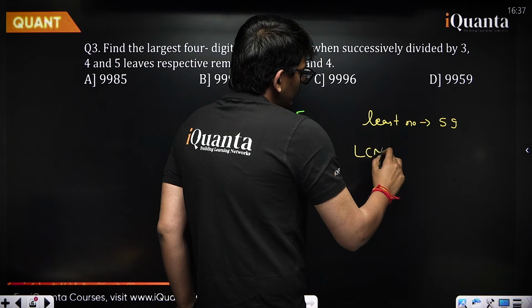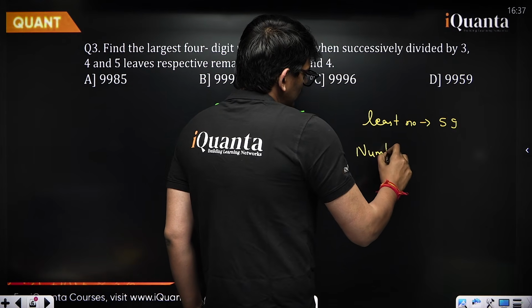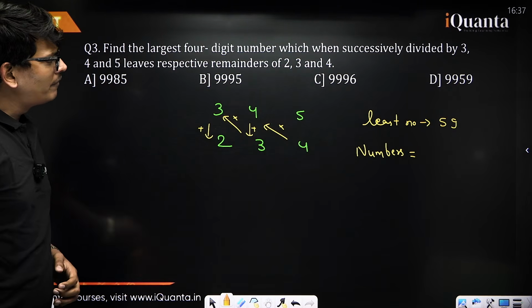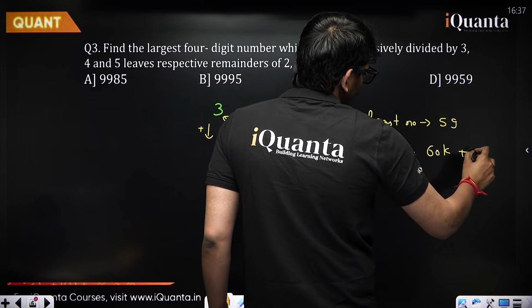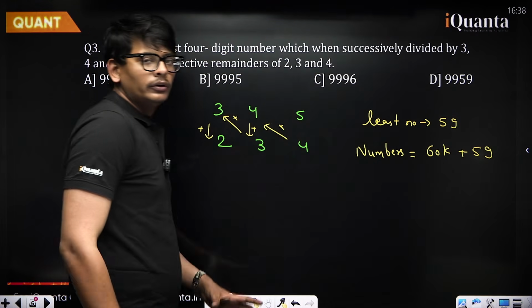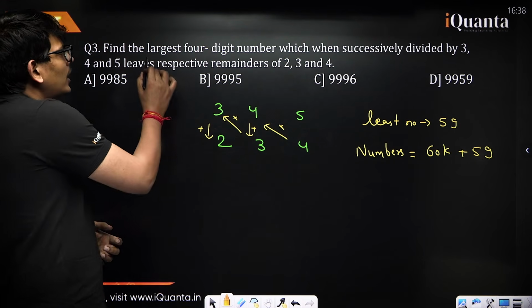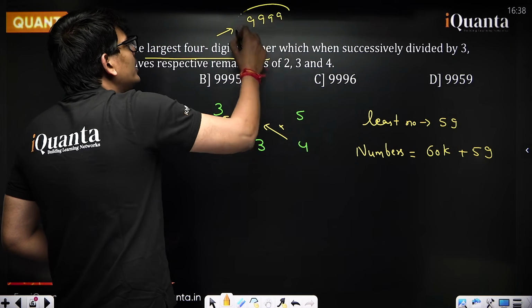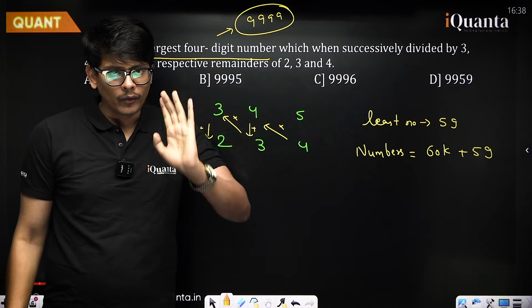LCM will be, numbers is of the form LCM of these three, 5 into 4, 20 into 3, 60. 60k plus 59. So numbers will be in this format, right? Now we have to find out the largest 4-digit number. Largest 4-digit number, that means it will be near to this. My answer will be close to this number, right?